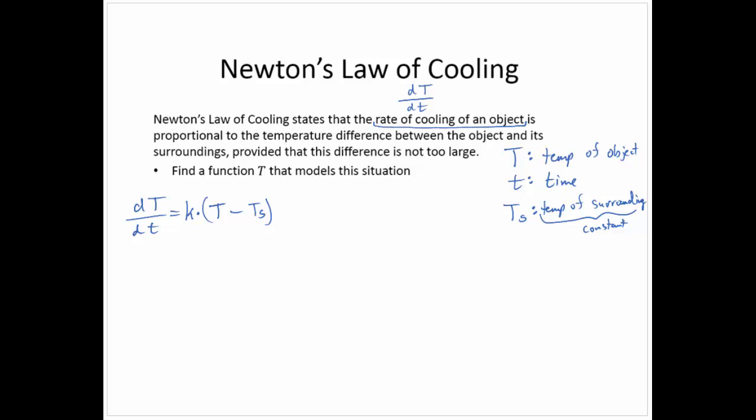So now I'm going to solve this. Again, this is a differential equation. I can write this using the same separation of variables technique as I did in the previous exercise. I can write this as 1 over T minus T sub s dT, d capital T, let's be careful about our notation here, is equal to k d little t. And now I will integrate both sides.